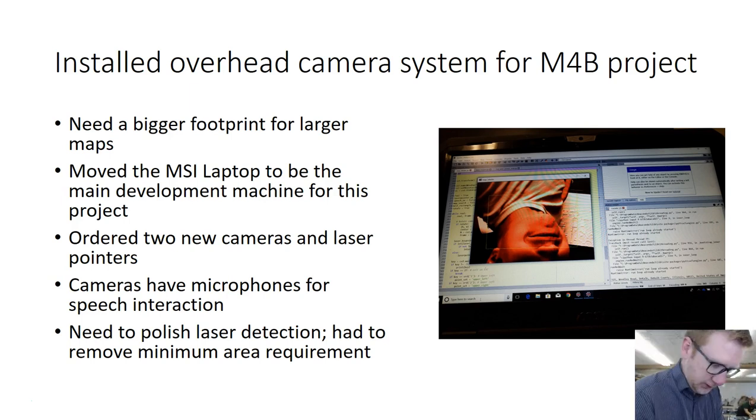So one of the things that we did this week was install an overhead camera system for the Maps for the Blind project, which I'm abbreviating M4B. We could use a better acronym for that, but that's okay. So it's up there. The idea is that now we can use these large format maps that Matt put together this week in Earle. And so that's going to open up a lot of doors for us to be able to do that stuff. The tricky part was actually the laser detection. So Matt and I spent a little bit of time on that last night.